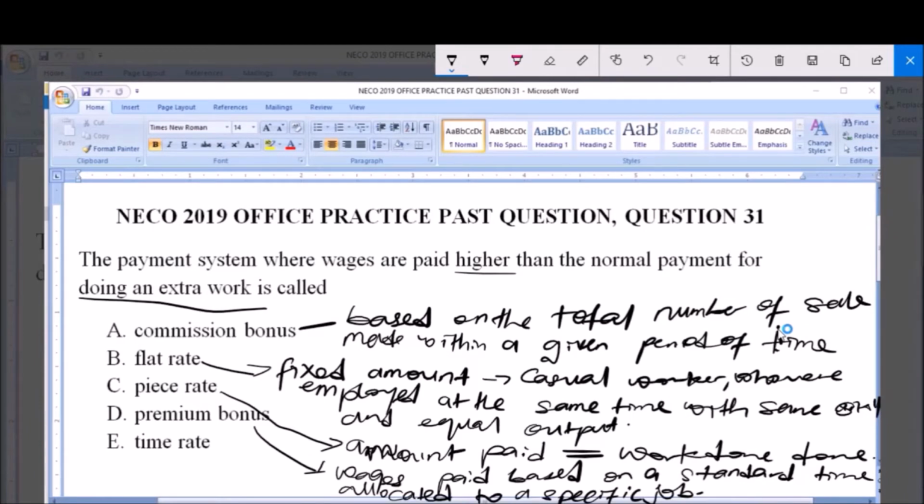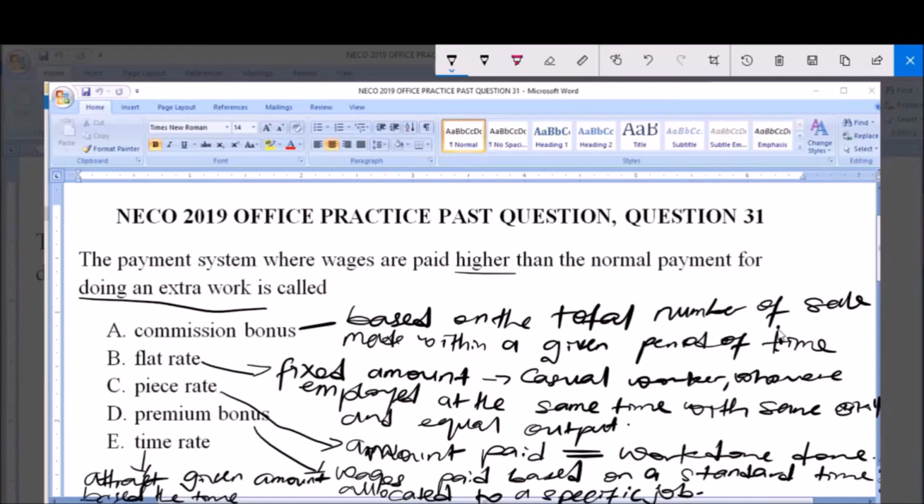Now E here says time rates. In terms of time rates, it attracts a given amount based on the time of the job, that is, based on the time taken to complete the job. It can be based on hours, minutes or days. So there's a particular amount that's paid based on the time taken to complete the job.